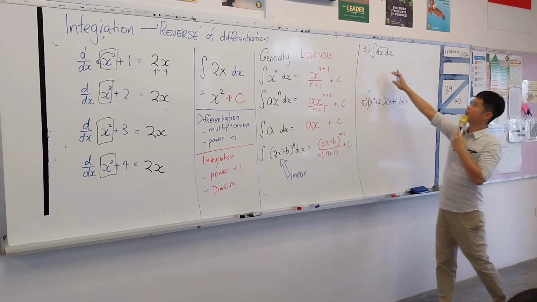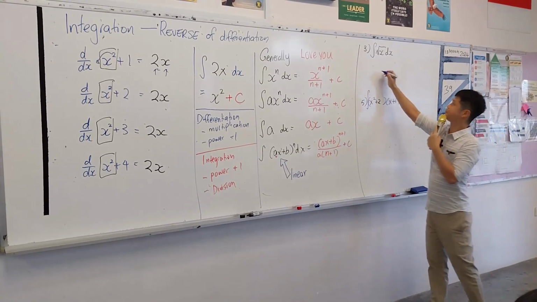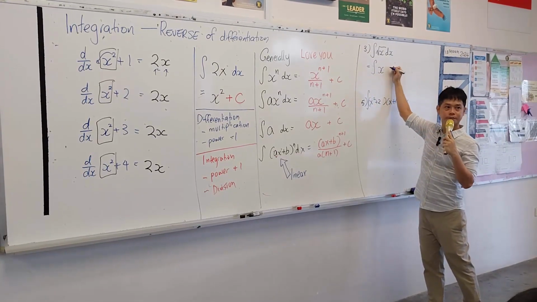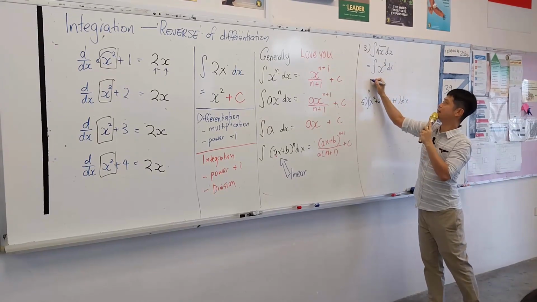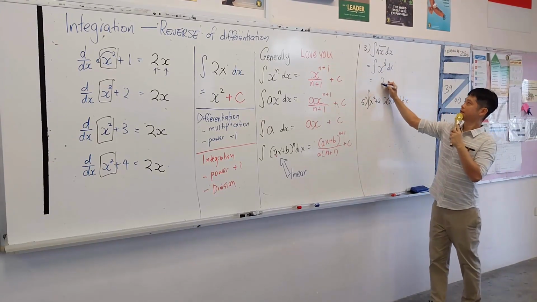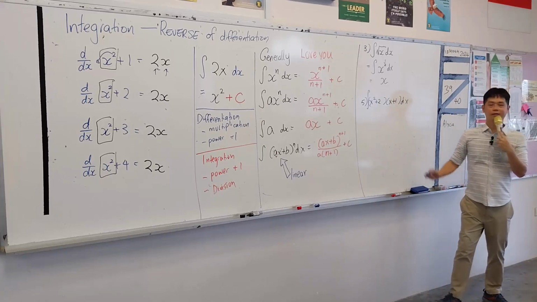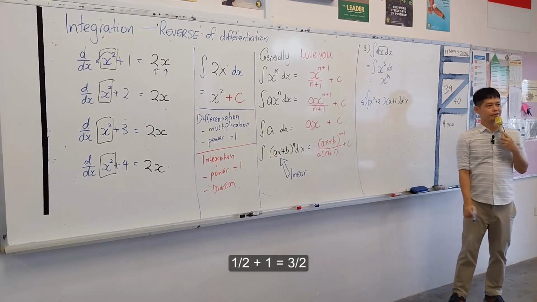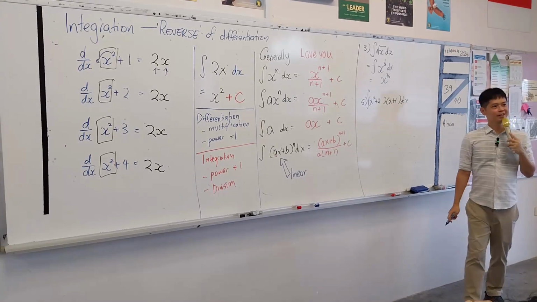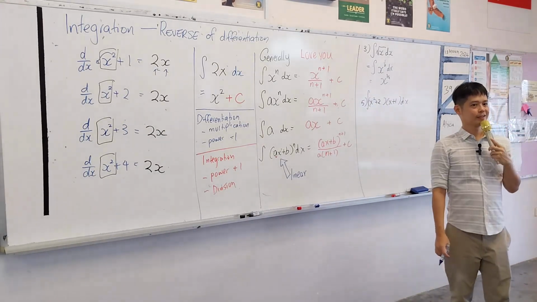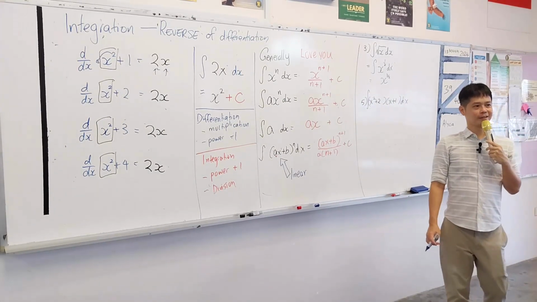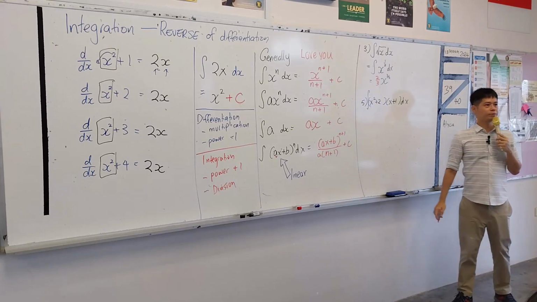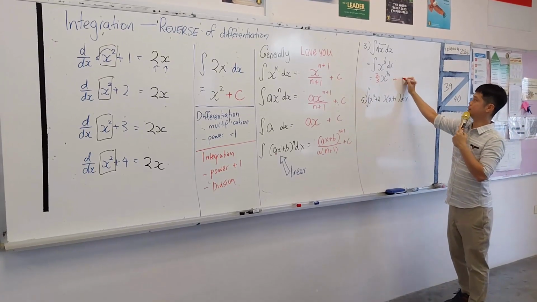Okay, the first question will be integrate this. Come, let's do together. What must I do first? If it's unfamiliar, I will rewrite this as x power half. Okay, next, and let's answer this. What's the answer? X to the power 3/2. Then you divide by 3/2, right? Do you know when you divide by 3/2, it will become 2/3.